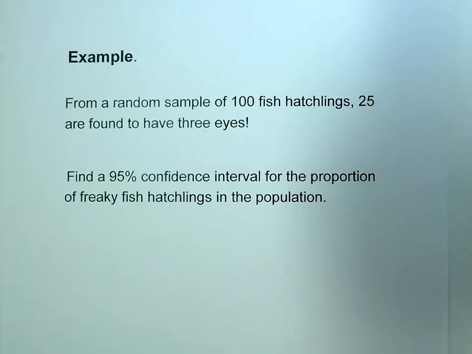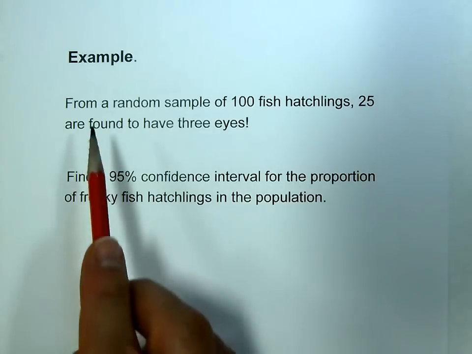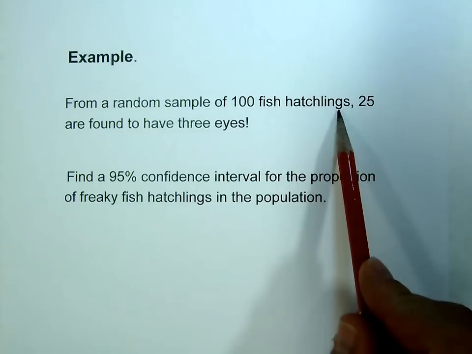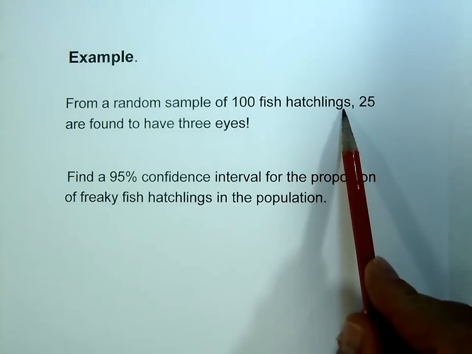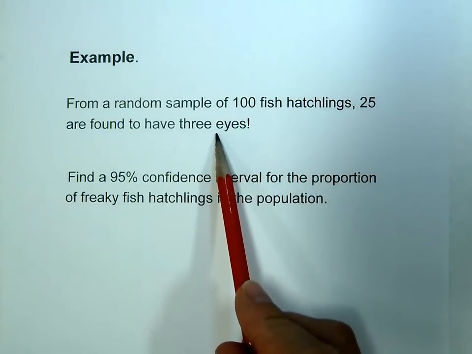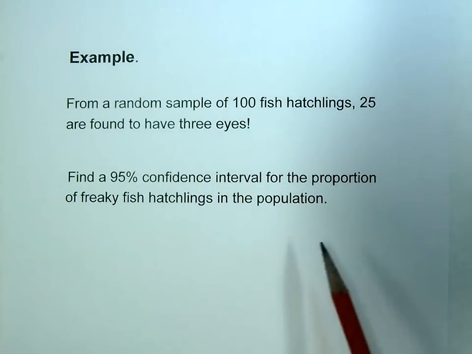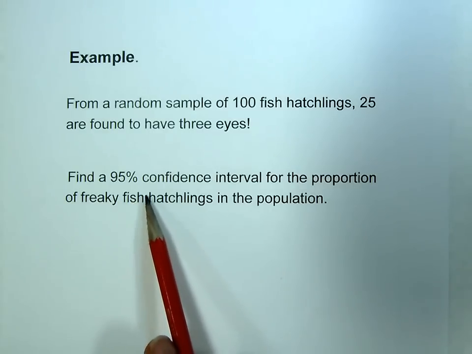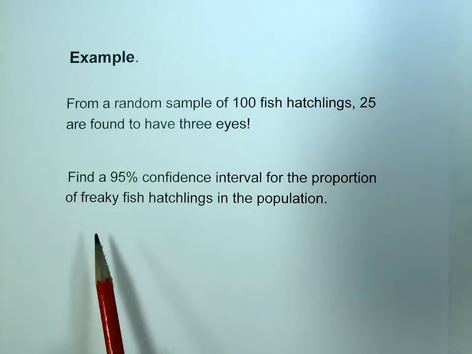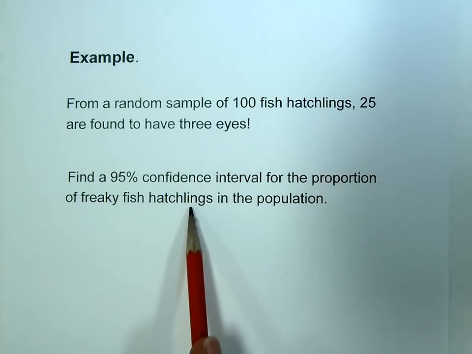So let's look at an example that talks about the population proportion where we're trying to find a confidence interval. Let's consider that we have a random sample of 100 fish hatchlings from some pond, let's say on a fish farm, where 25 in this sample are found to have 3 eyes.